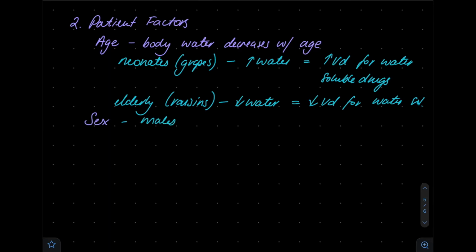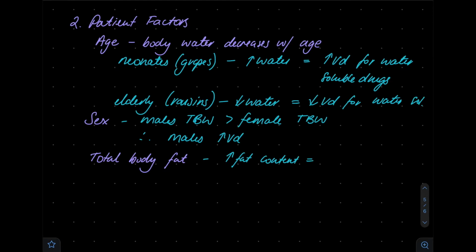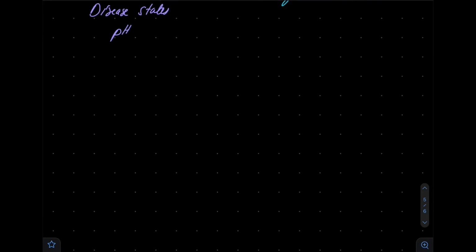For sex, males have a higher total body water than females due to increased skeletal muscle mass. This means that males have a higher volume of distribution for water-soluble drugs. For total body fat content, increased fat content means that there will be increased volume of distribution for fat-soluble drugs. States where there is increased water in the body, such as edema, ascites, or pregnancy, means that there will be an increased volume of distribution for water-soluble drugs. Additionally, in pregnancy, there is an increase in both water and fat content, and this contributes to an increased volume of distribution for most drugs.